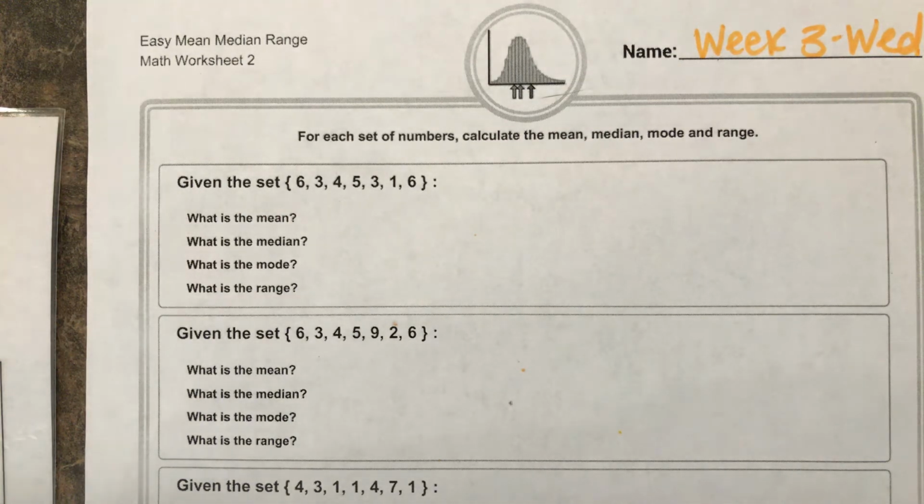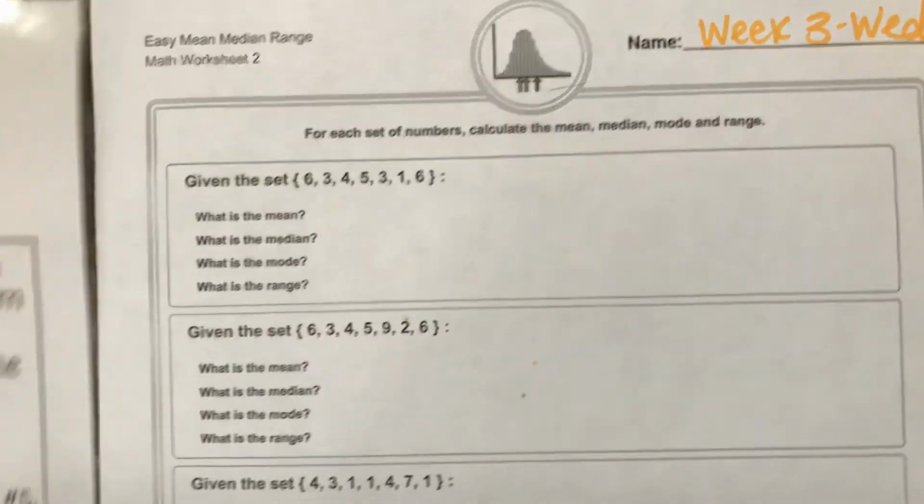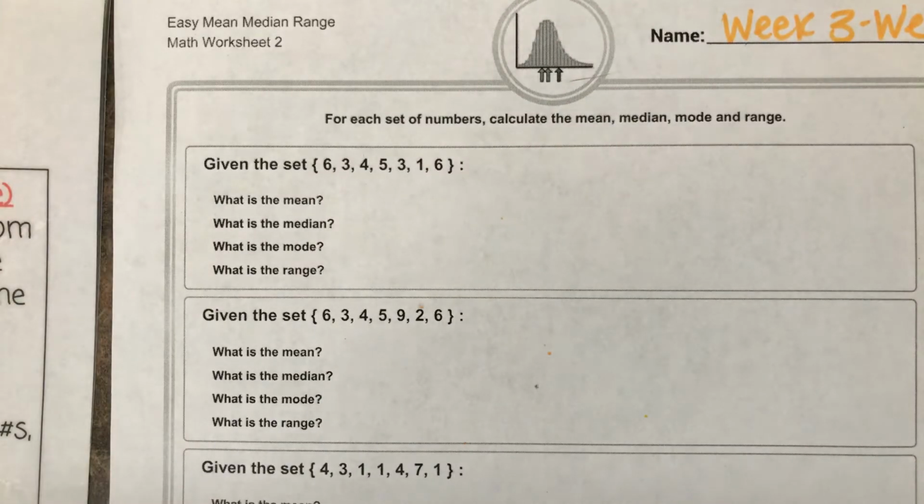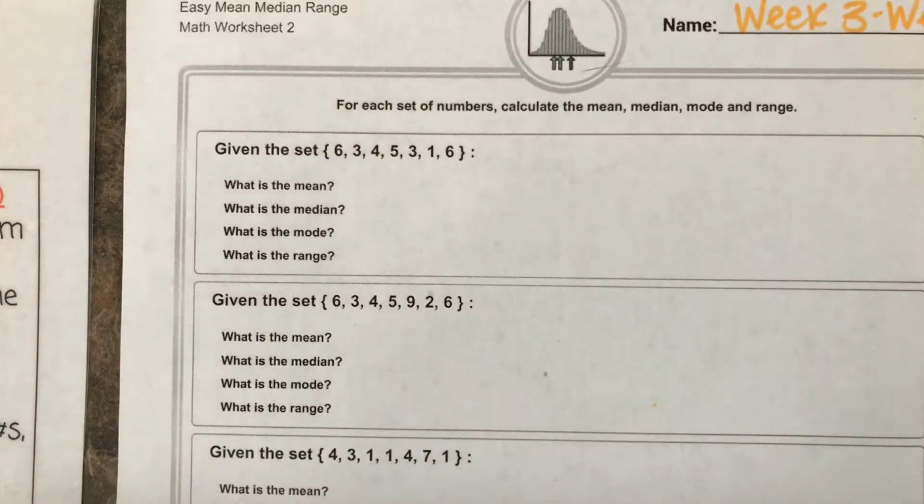Okay, here we go. We are on week 3. This is Wednesday's math assignment. It looks very similar to Tuesday's math assignment, but it is not the same. Different numbers. All right, so I've got my calculator handy. I've got my reference sheet handy. Again, I'm using an erasable pen because I still can't find a pencil.